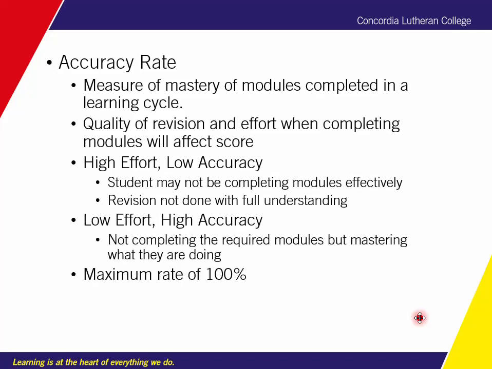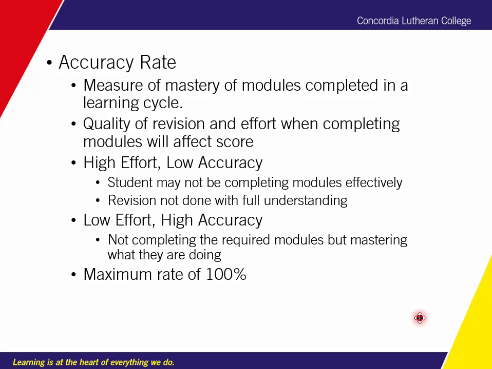Accuracy tells me how many of the modules they've mastered. So if they have done 5 modules and they got all 5 modules correct, they have a 100% accuracy rate. If they get 4 of the 5 modules correct, they only have an 80% accuracy rate. Now, if your child gets 7 out of 9 correct, they have a 70% accuracy rate.